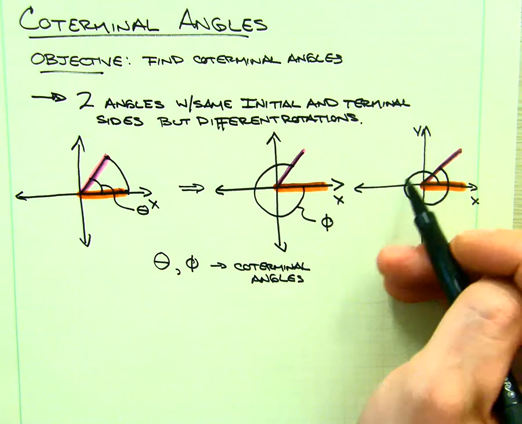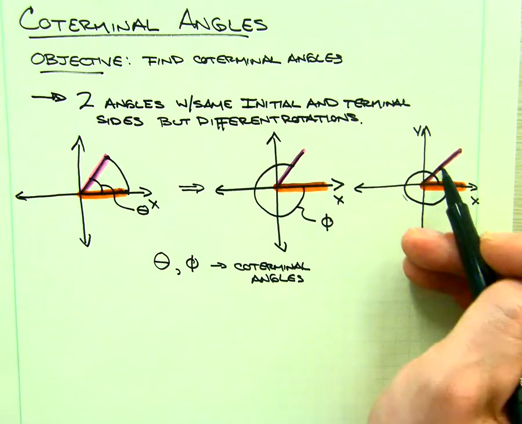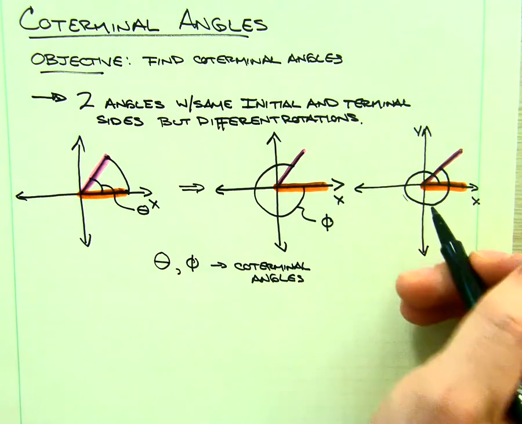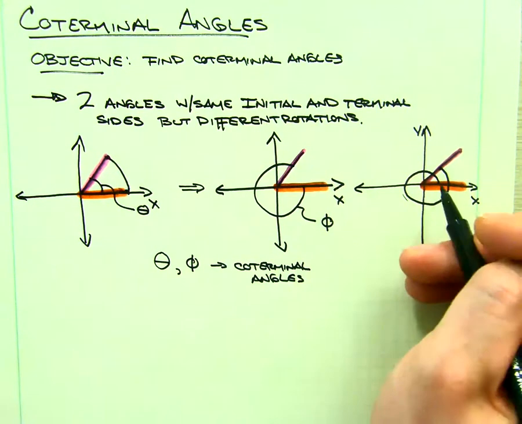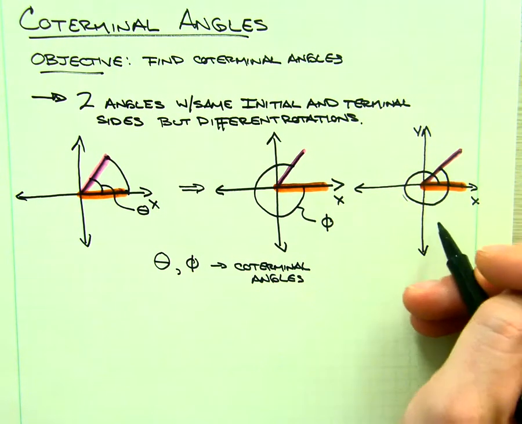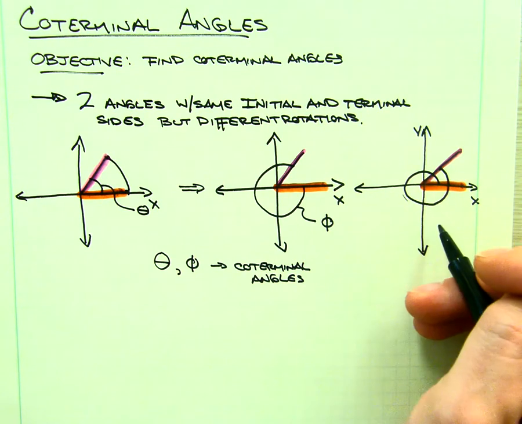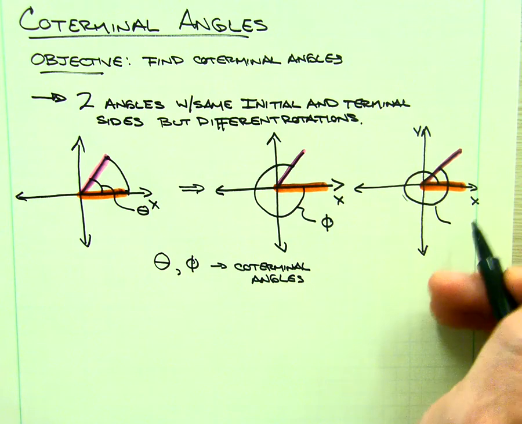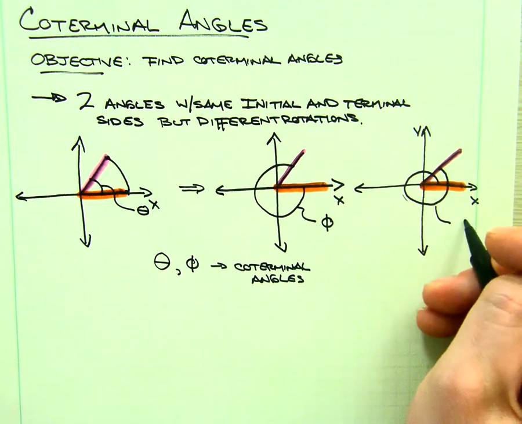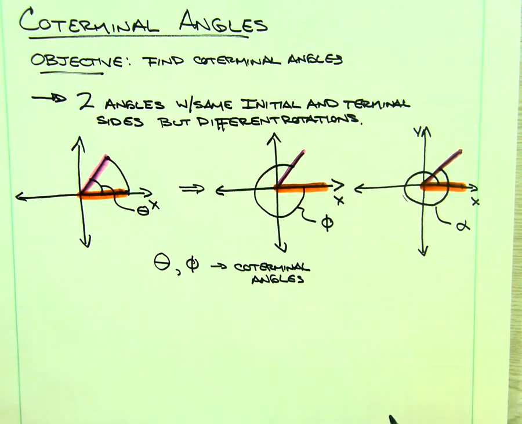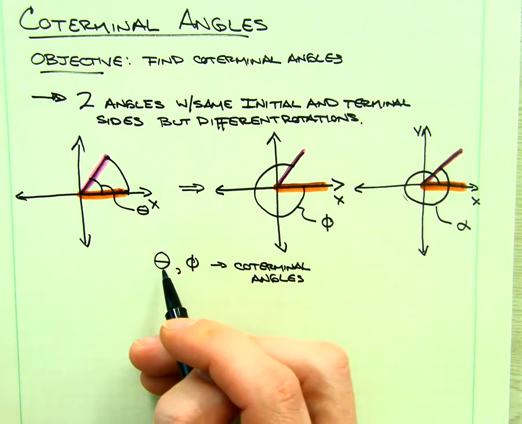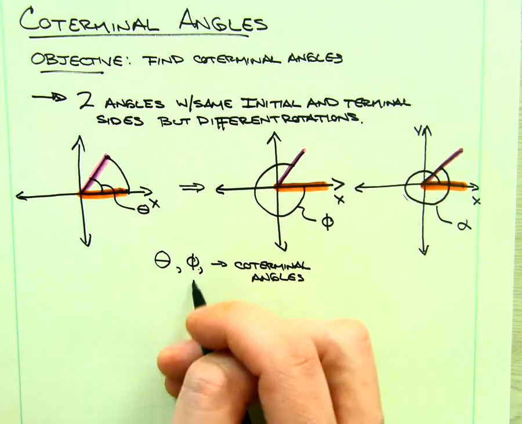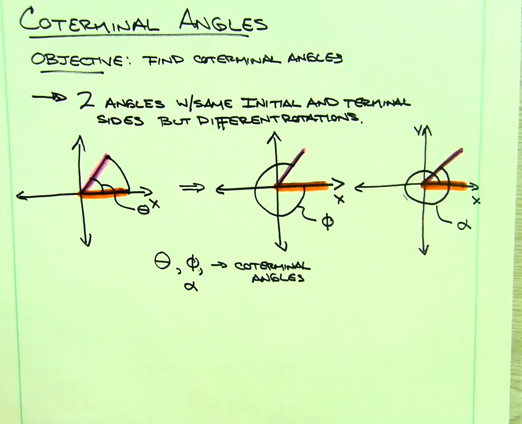Okay, so this is going to be 360 degrees back around, and then a little bit more, which is going to end up being this exact same theta amount. But if I go all the way around and come back, same initial and terminal sides, just a different angle. Okay, so it's going to be a much larger angle. So in this case, I'm just going to call this one alpha. That's the Greek letter alpha. So similar to how theta and phi are coterminal angles, so is alpha. I'm just going to put comma alpha as a coterminal angle as well.